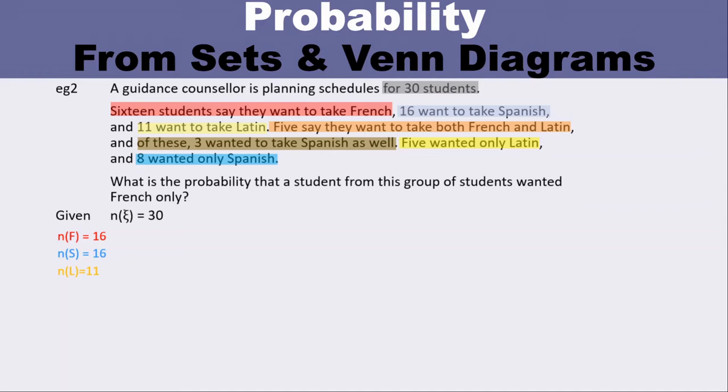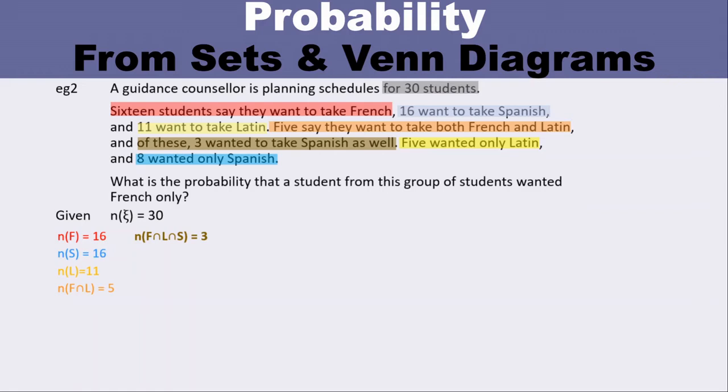5 say they want to take both French and Latin. Remember the symbol that we use for members of more than one set at the same time? That's the intersect. So the intersect of French and Latin should have 5 students in it. So the number of French intersect Latin is 5. And of those, 3 want to take Spanish as well. So these people who want to take Spanish want to take all 3 languages. So that's the intersect of all 3 sets. The number of students in all 3 sets, French intersect Latin intersect Spanish, is 3.